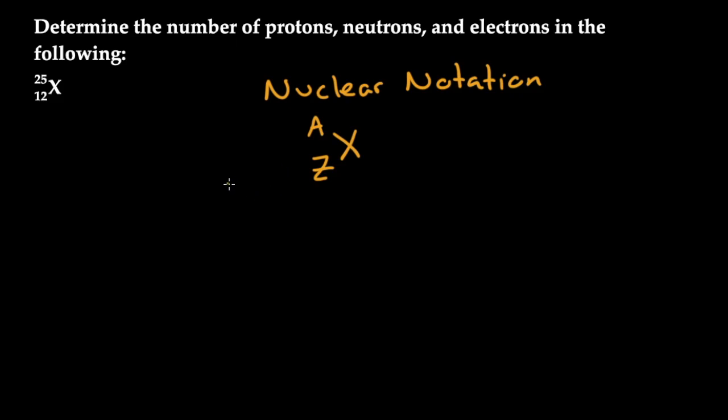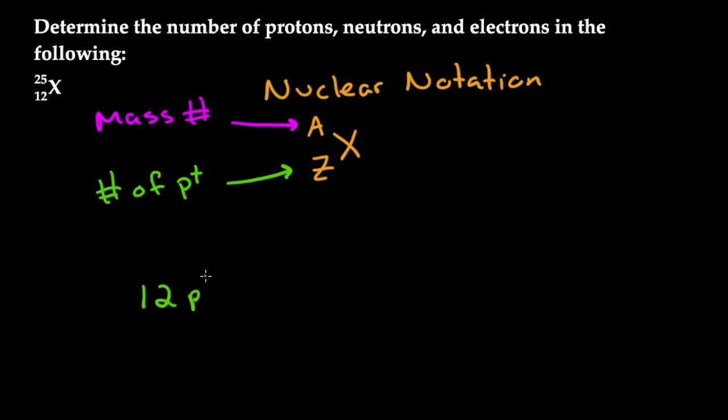And what this Z number is right here is that's going to be the number of protons. So I'll write number of protons here. And then this A number right here, that's going to be the mass number. So I'm going to write mass number. And this right here is the number of protons. So we're going to look at the number right here and see that's going to be a 12. So therefore, there's going to be 12 protons in this. So number of protons is going to be 12.